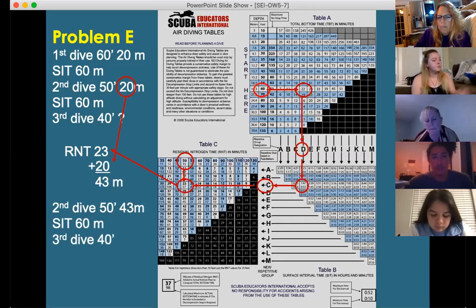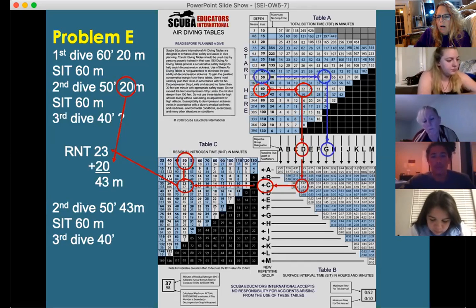Here's what we're going to do. 50 for 43, we go back up to table A. Remember, we're still on our second dive. We see that there is no 43. We round up to 48. We are a G diver.